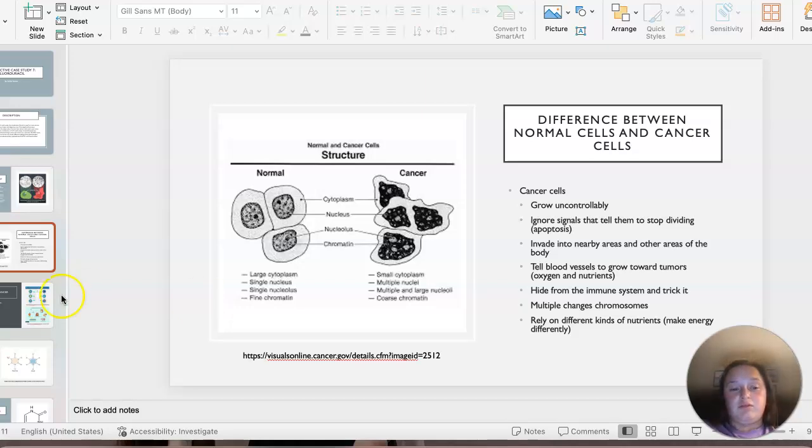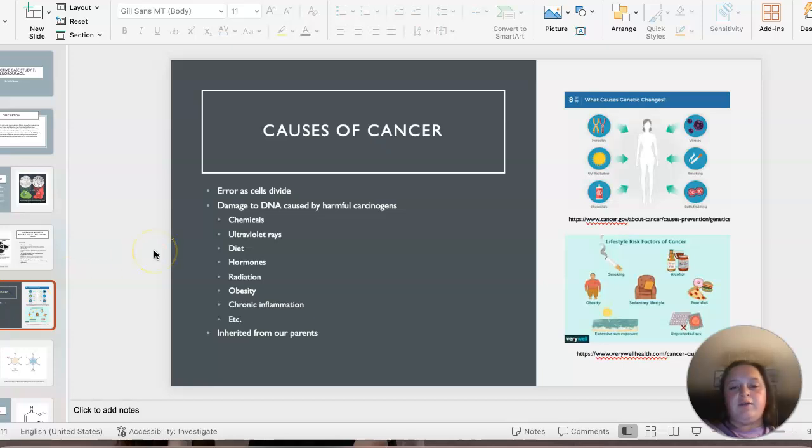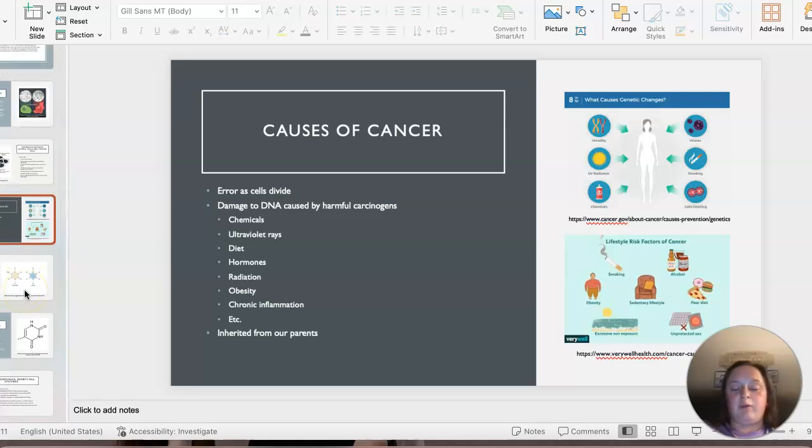against the body's wishes. There are all different types of cancers and causes of cancers. It's essentially just an error as a cell divides, and carcinogens, which are things that cause cancer. Some include chemicals, ultraviolet rays, your diet, your hormones, radiation, obesity, and chronic inflammation. It can be inherited from your parents or your grandparents. Also if you smoke, if you drink a lot, or exposure to a lot of sun without proper protection.